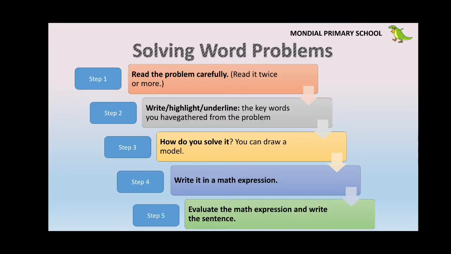Let's start, everyone. We have a 5-step problem-solving method that you can use to solve the problems in this lesson. First, read the problem carefully. You may read it twice or more for a better understanding. The second step, write or highlight or underline the keywords you have gathered from the problem. The third, how do you solve it? Yes, you can draw a model. You can skip this step if you can solve the problem without drawing a model. But if I ask you to draw a model, you have to draw the model, will you?